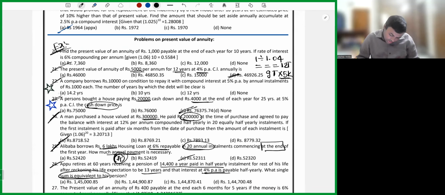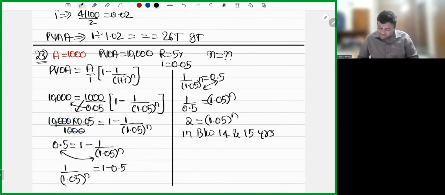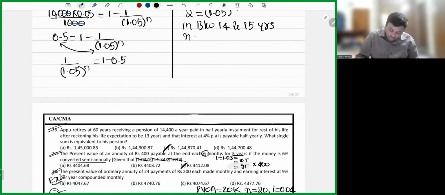Sir, I don't want it like this. I want the exact answer. I hope you know, apply log on both sides. So n is equal to 14.2 years. If you apply log on both sides also, you will get the answer. Okay, so that's all, my dear friends. We are done with present value of annuity. There is one sum which I want to solve on present value of annuity.